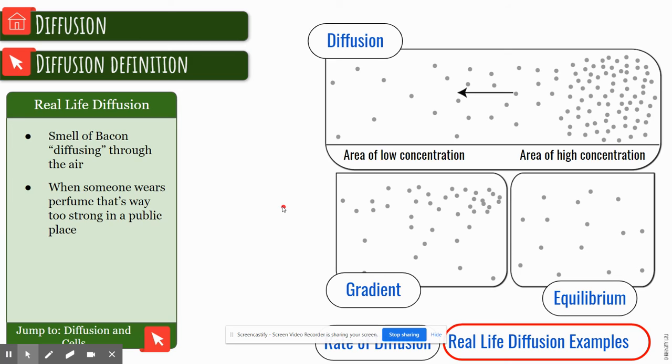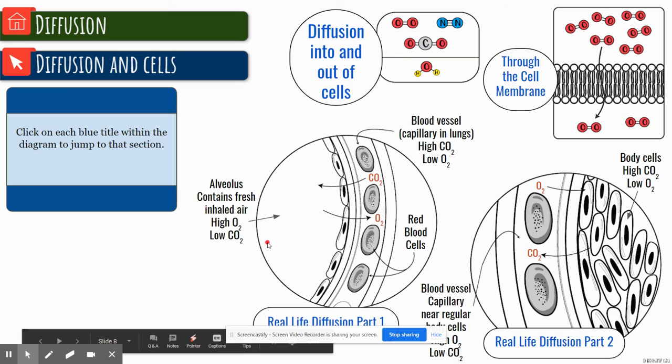Some real life examples that you can think of, like right now, somebody's cooking bacon in the kitchen. Oh, you can smell that throughout the house. So you have that diffusion of those bacon smell molecules, those molecules that are produced by bacon being cooked, and it's diffusing throughout the air. Same thing with someone who always seems to put on way too much perfume or cologne in public, and you can really smell that difference.